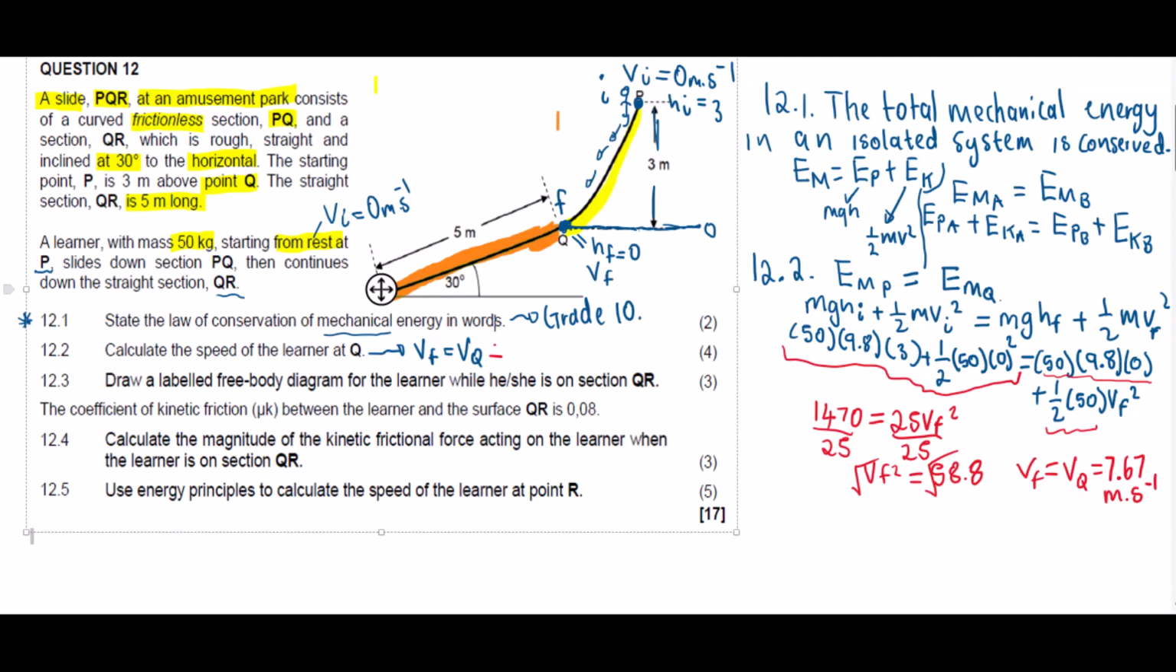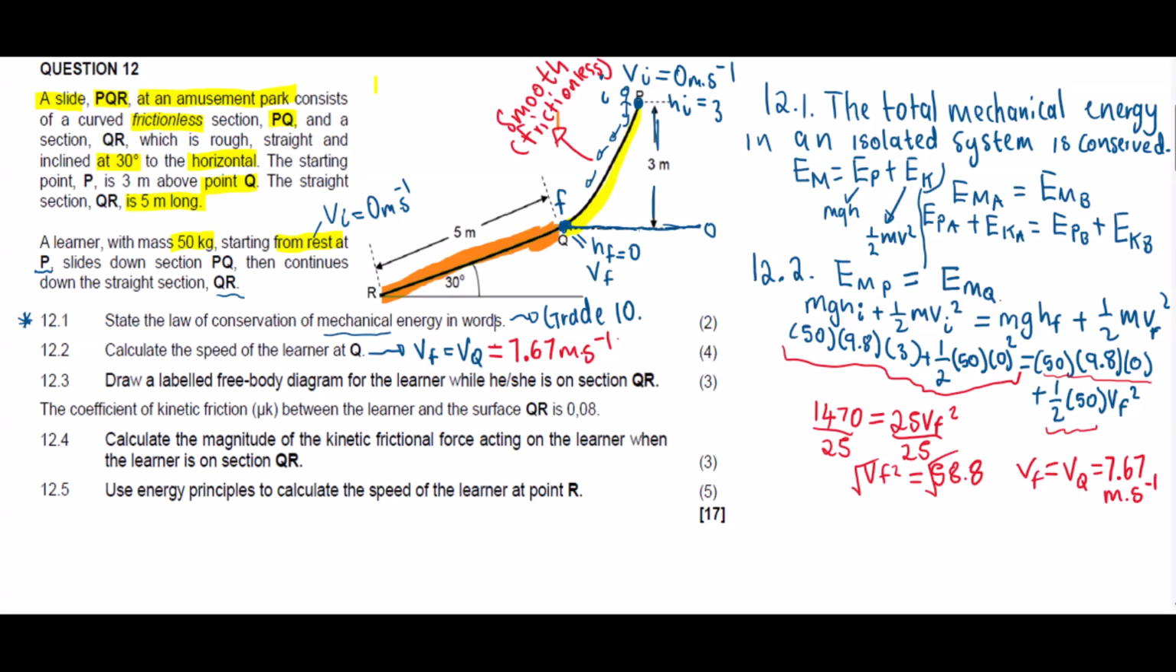So this is 7.67. And people, please take this opportunity to also go and look at this conservation of mechanical energy, because it's going to help you, but it only applies on a smooth surface. So the surface should be smooth, or the surface should be frictionless. You can see how easy it is. It has got limitations. It can only be applied on a frictionless surface or a smooth surface, right?